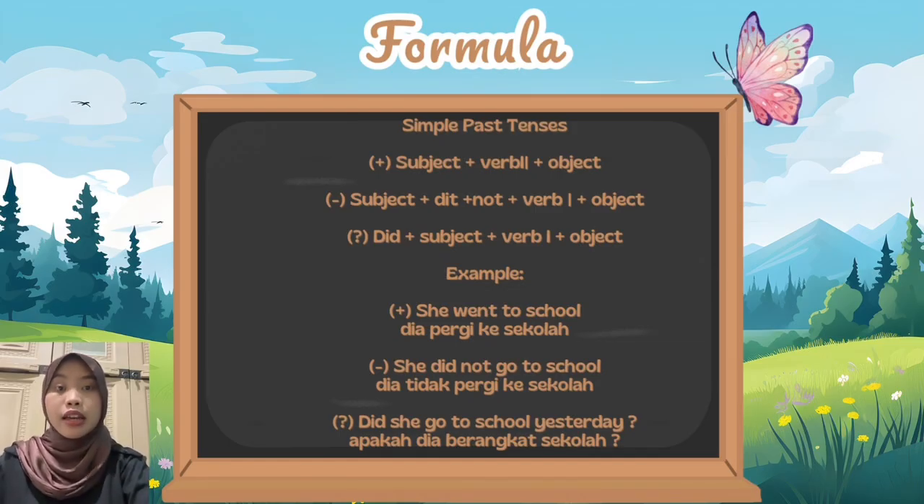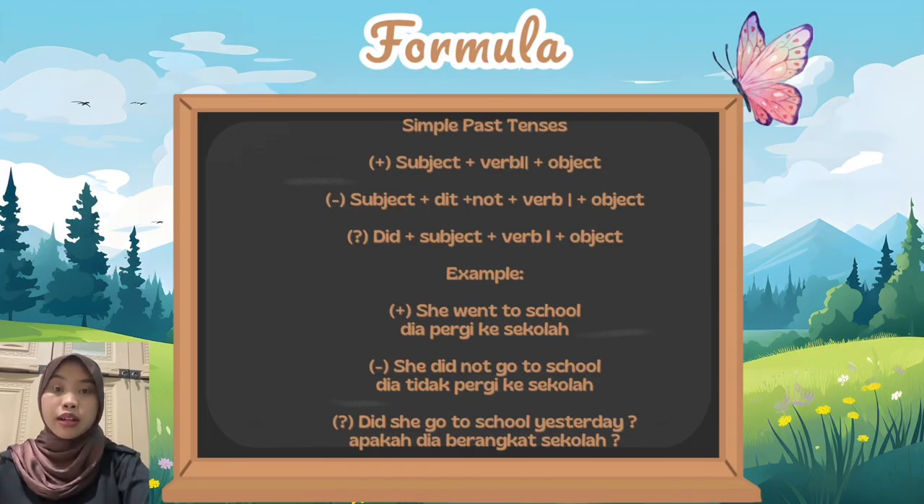And finally, for interrogative sentences or questions, we use this formula: did plus subject plus verb 1 plus object. For example, did she go to school yesterday? Apakah dia berangkat ke sekolah? Again, we use the base form go after did.